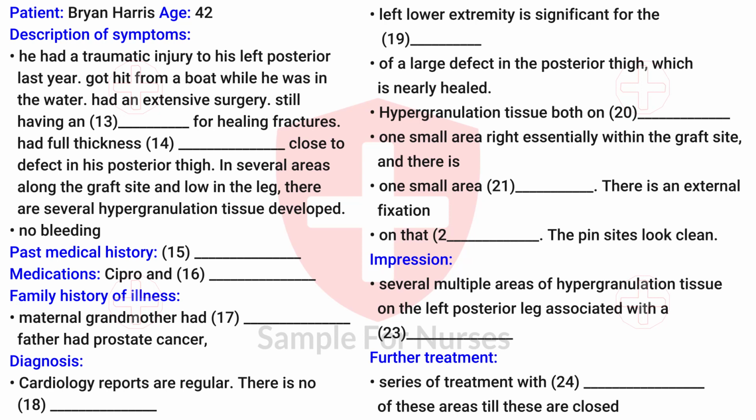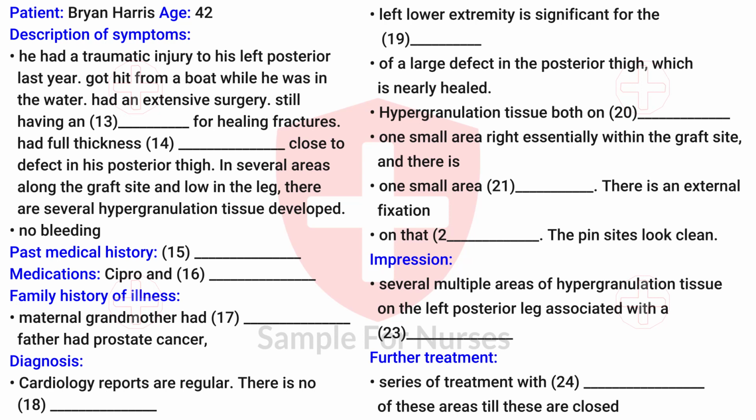Hello, doctor. Good morning. Good morning, what's your problem? Well, last year I had a traumatic injury to my left posterior. I got hit from a boat while I was in the water. I immediately rushed to the hospital where I had to undergo surgery. I'm still having an external fixation on the wound for healing fractures in the leg. I had undergone grafting and full-thickness skin grafting, to close defects in my posterior thigh. It is almost healed right in the gluteal fold on the left area. In several areas along the graft site and low in the leg, there is hypergranulation tissue developed.